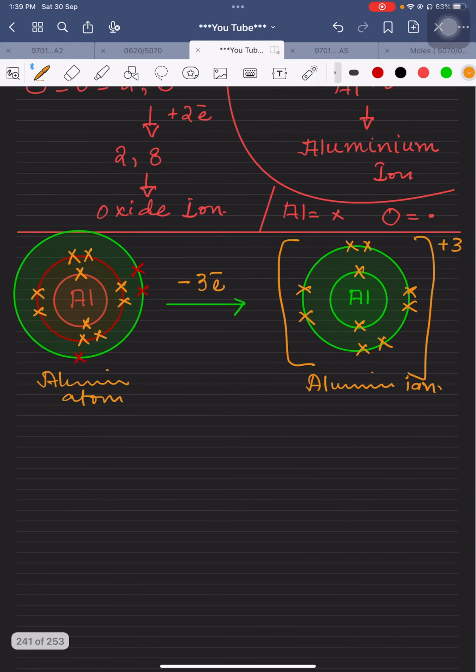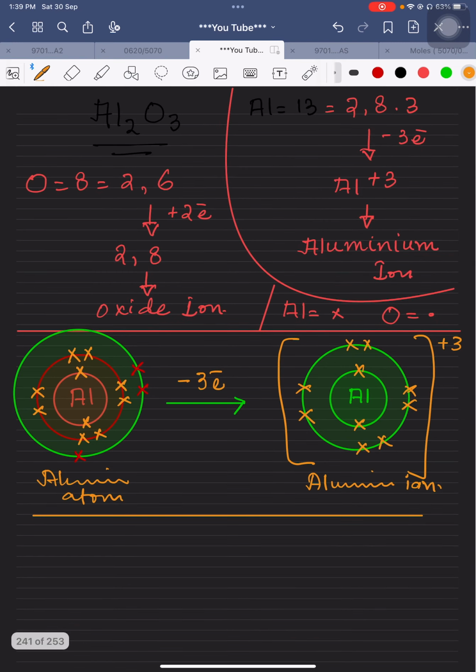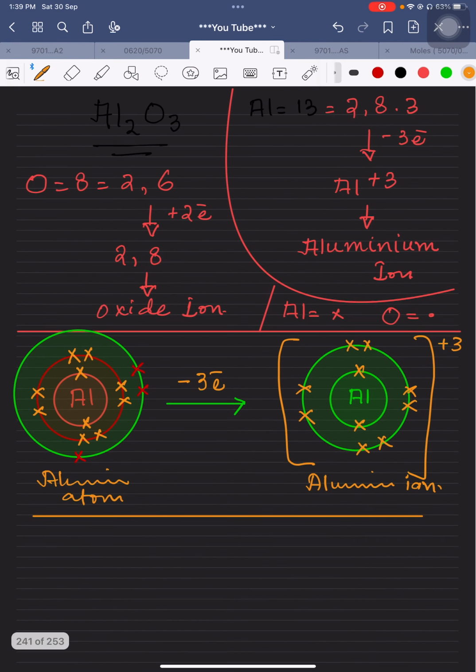And then I'm telling you about the oxide ion. But guys, can you look there, that there are two Al2. So what you have to do is multiply this by 2 and multiply this by 2 as well. It means that the whole procedure is happening 2 times. Is that clear? This is what you need to keep in your mind.